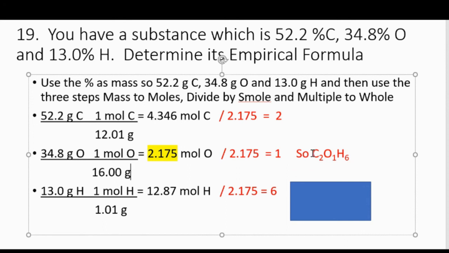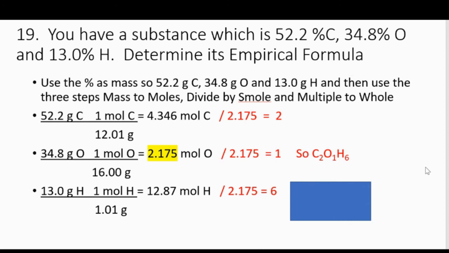So it looks like our formula might be C2, because the carbon had 2, O1, because the oxygen had 1, H6, because there were 6 hydrogens. And we have figured out what this formula might be, C2OH6. I think there's a mass given in this question as well. Why don't you check and see if this formula has the same mass?